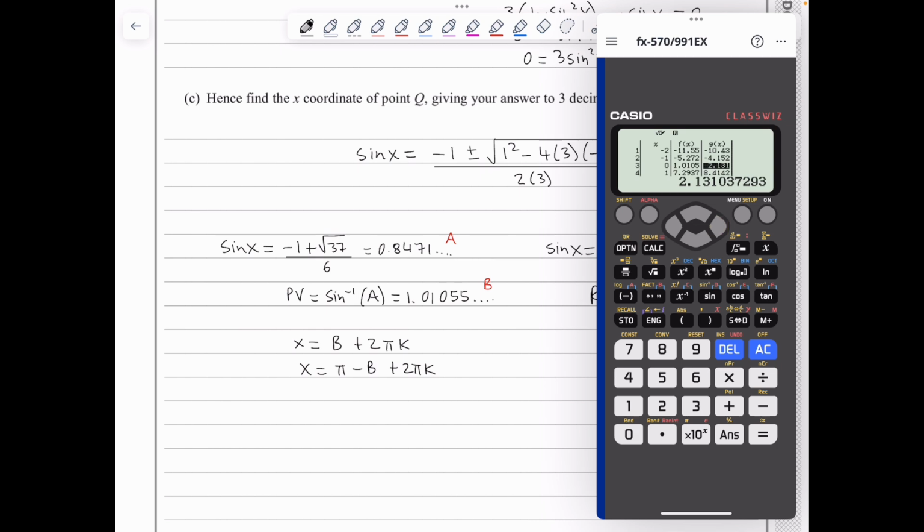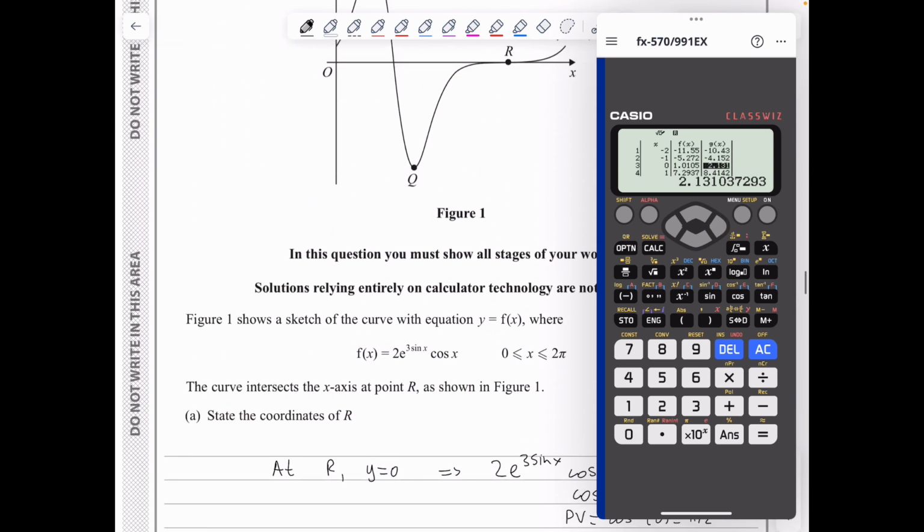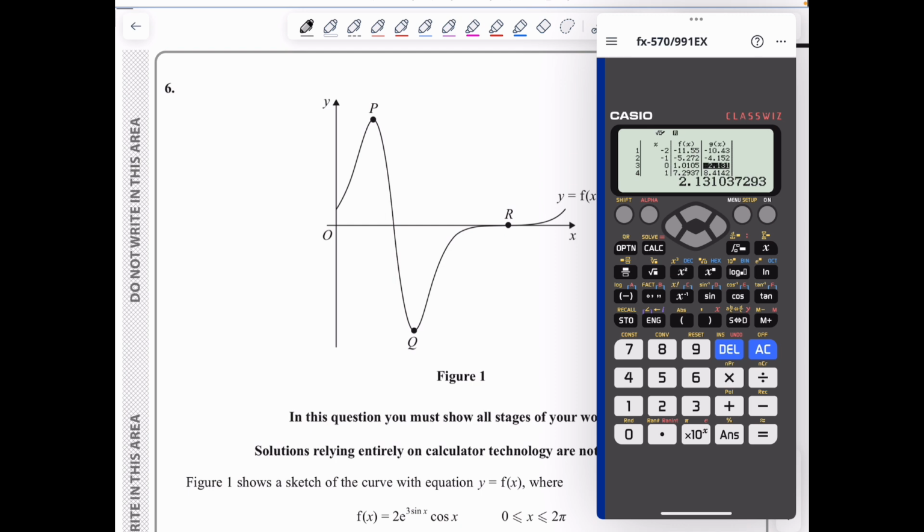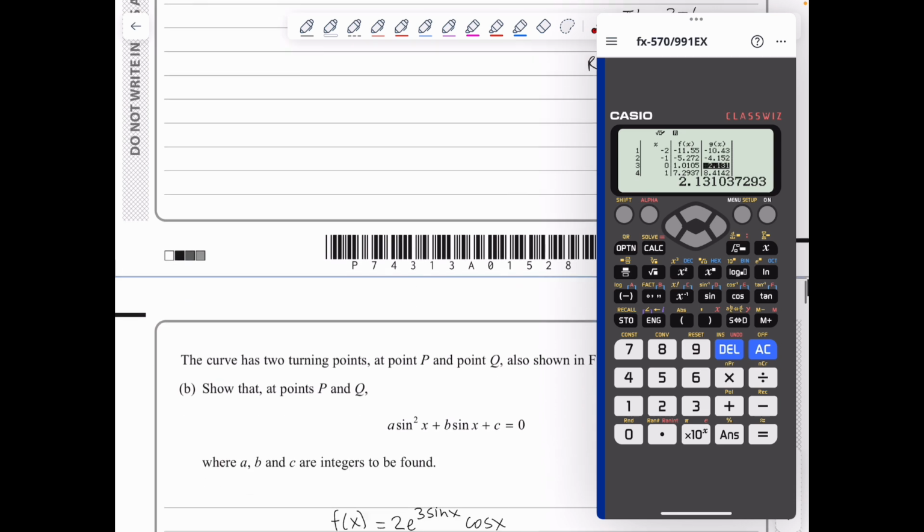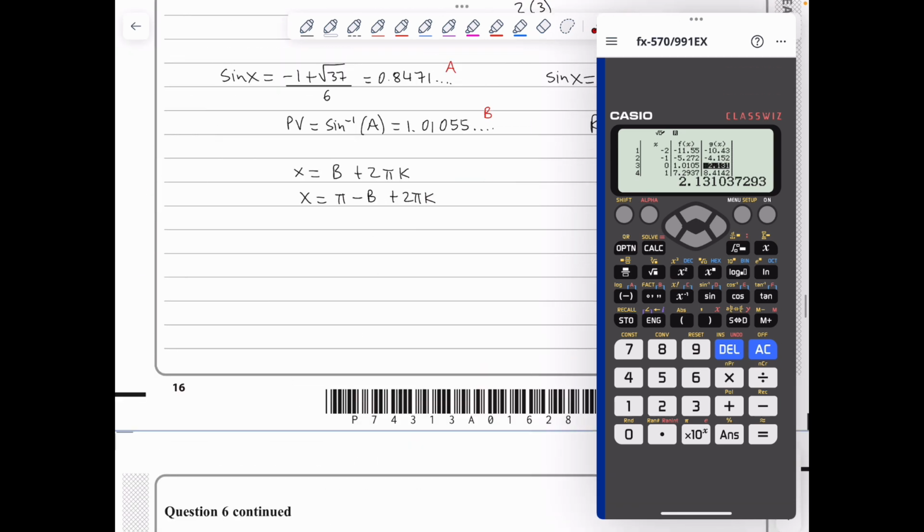If I briefly go back to the given graph, we know that the point Q, for which we're trying to determine the x coordinate, is going to be the second solution because P is a maximum point. That's going to be the first positive solution to my equation. Q is the second solution. So if I go down here, the first solution is 1.01 and the second solution is 2.131. So all I have to do here is simply state that at Q, x is equal to 2.131.